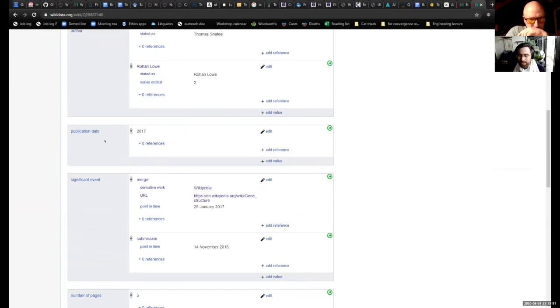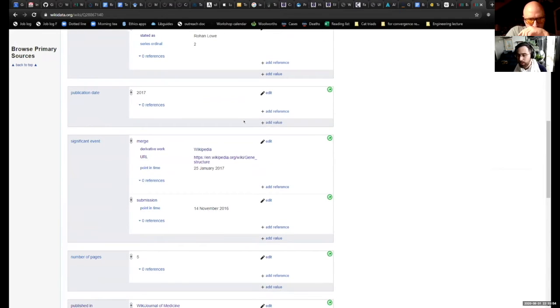Publication date 2017, and here we start to get some of the more interesting information. So for example, we have significant events. This was submitted on the 14th of November, but it was then subsequently merged into a Wikipedia page on the 25th of January in 2017.